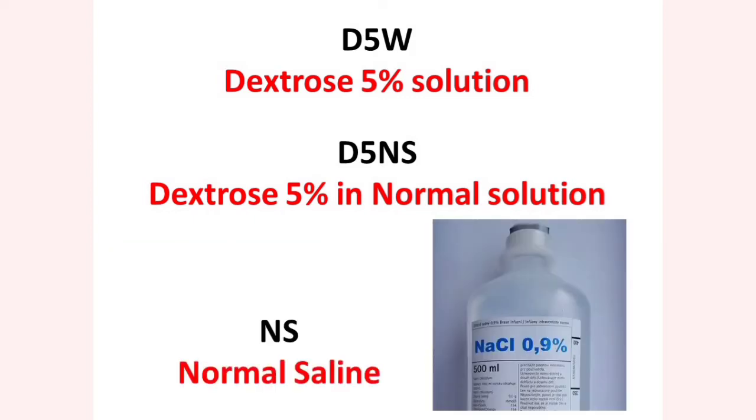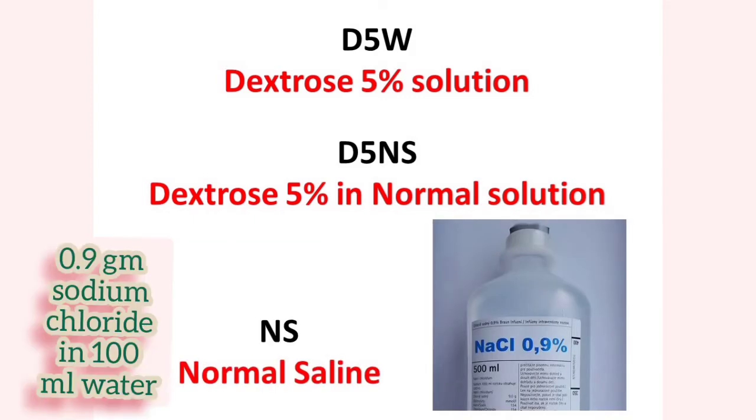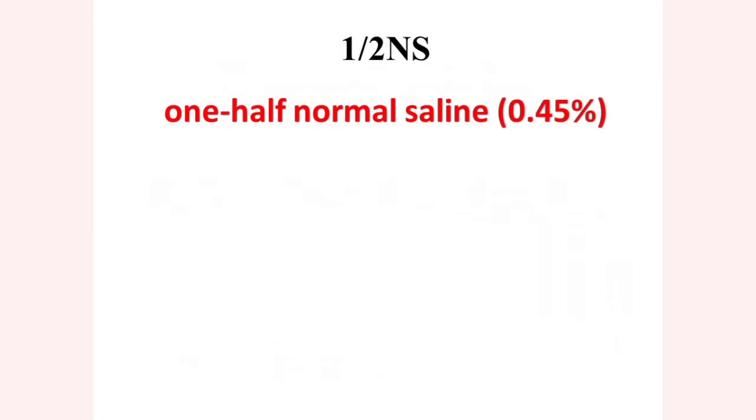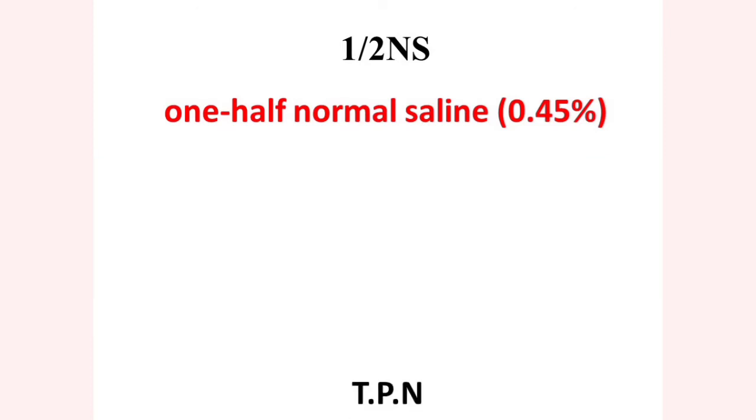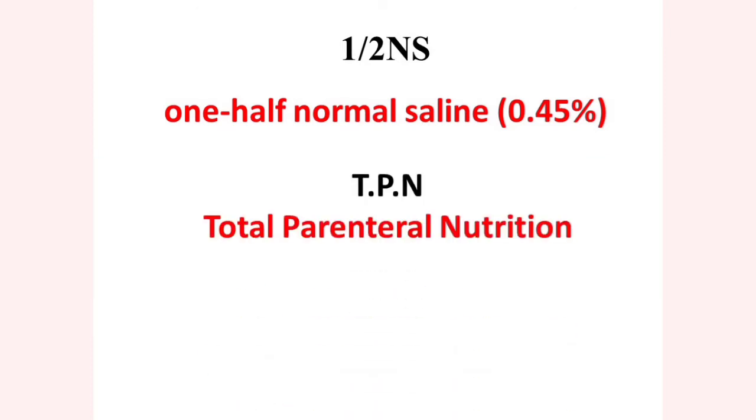Another is NS. NS means normal saline, which means 0.9 gram of sodium chloride in 100 ml of water. And another is half strength normal saline, that is 1/2 NS, in which 0.45 gram of sodium chloride is solubilized in 100 ml of pure water. And another is TPN, which represents total parenteral nutrition.